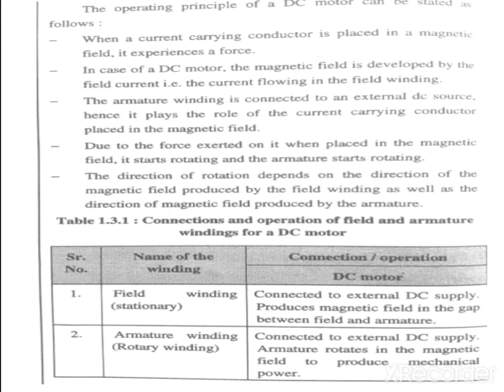From this table, we are able to understand where the field winding is connected and where the armature winding is connected. As the field winding is stationary, it is connected to the external DC supply so that it can produce the magnetic field between the stator and the rotor, and the armature winding, which is rotating in nature, is connected to the external DC supply. The armature rotates in a magnetic field to produce the mechanical power at the output.